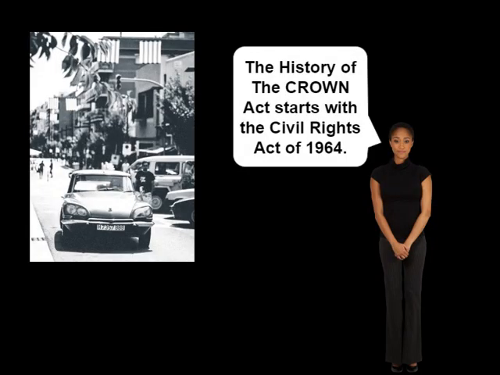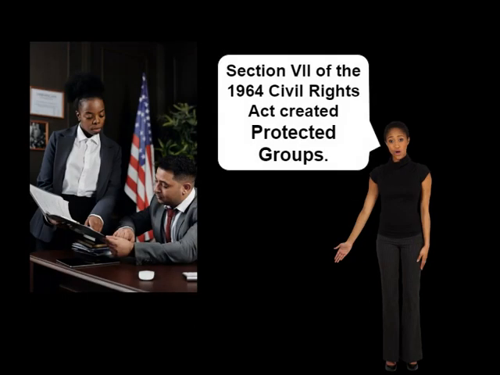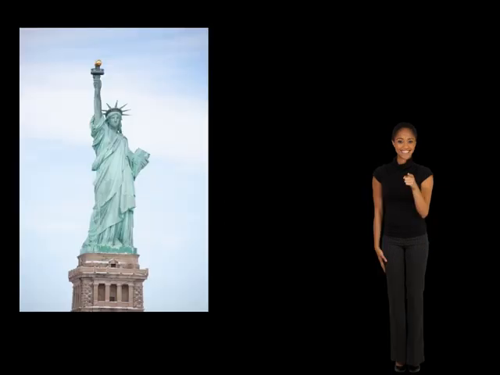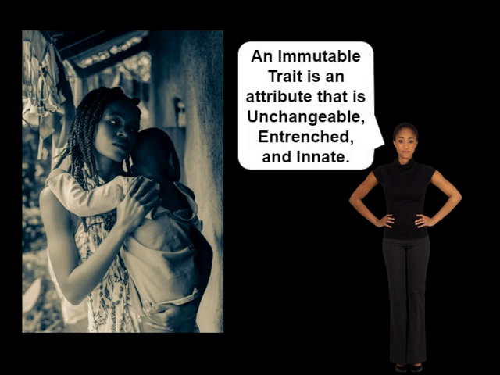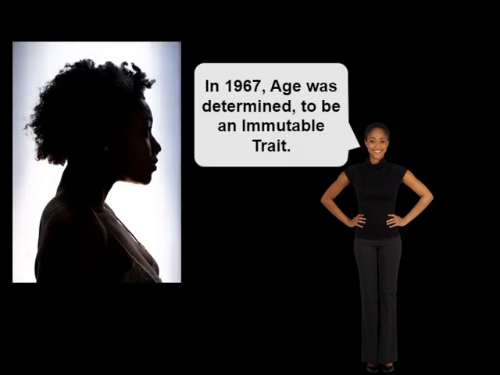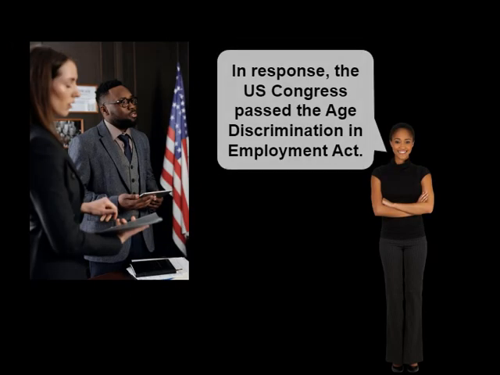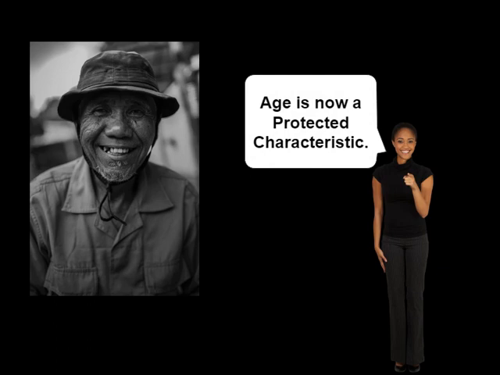The history of the Crown Act starts with the Civil Rights Act of 1964. Section 7 of the 1964 Civil Rights Act created protected groups. A protected characteristic is an immutable trait protected by law from discrimination. An immutable trait is an attribute that is unchangeable, entrenched, and innate. In 1967, age was determined to be an immutable trait. In response, the U.S. Congress passed the Age Discrimination in Employment Act. Age is now a protected characteristic.